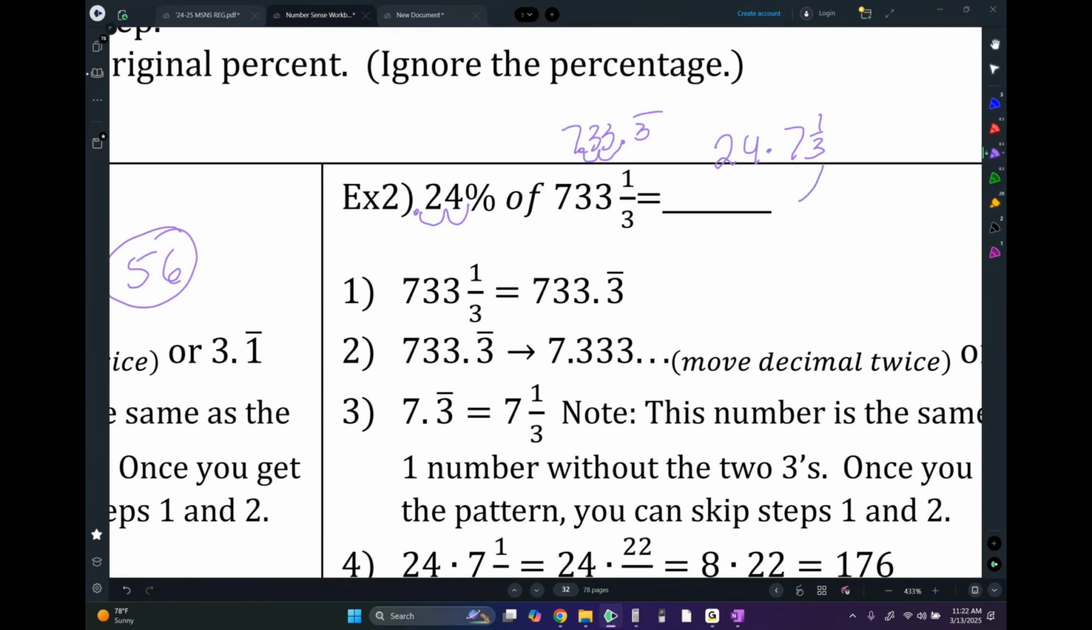All right, so we make this improper. 7 times 3 plus 1 is 22. So that's 22 over 3 times 24. You'll notice that this can be simplified. 24 divided by 3 is 8. So we're getting 8 times 22. However you want to solve 8 times 22, I probably would have done 16 times 11. So that'd be 176, right? All right.